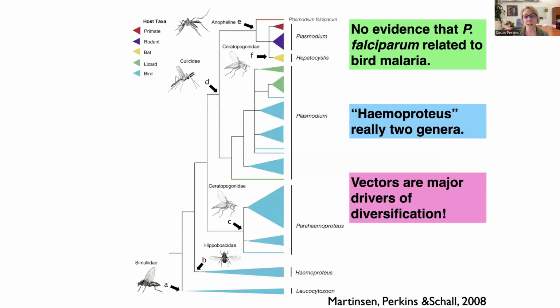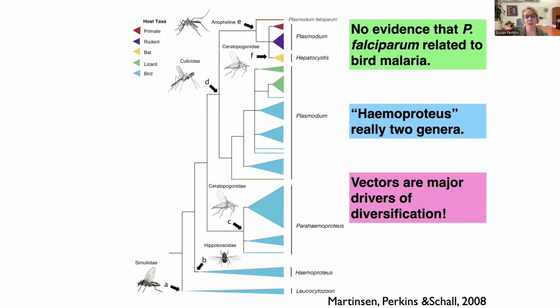So Ellen took my data, added a ton more bird data because she was sampling birds, and produced, again, the largest phylogenetic tree that had been done. And again, I just want to point out 2 things you've already heard. No evidence that falciparum was closely related to bird malaria, and even more evidence that Hemoproteus was really these 2 different genera. And so Ellen started resurrecting a genus, Parahemoproteus, that had been proposed in years past, partly because that clade of parasites were vectored by ceratopogonid midges, as opposed to the hippoboscid vectors of true Hemoproteus.